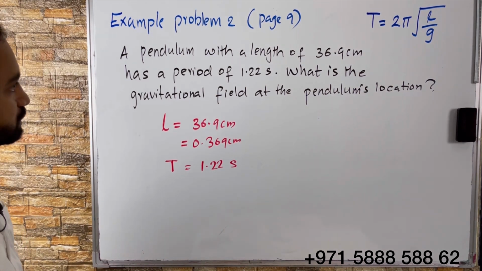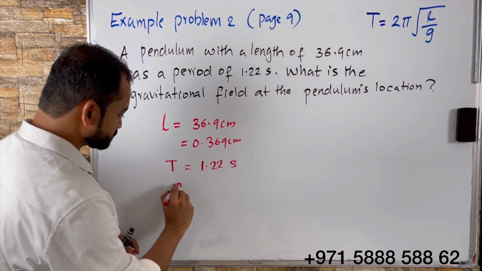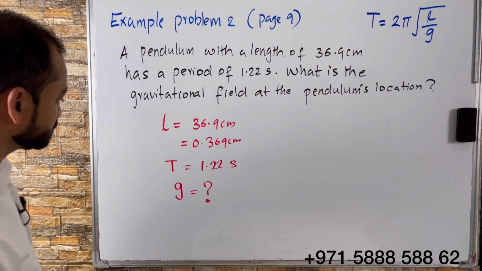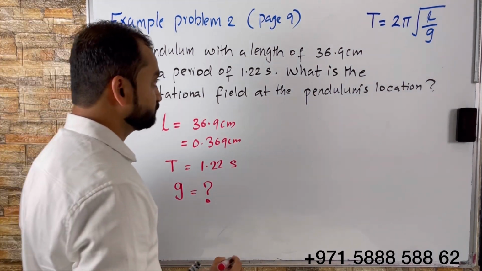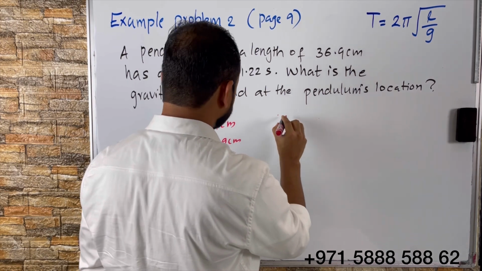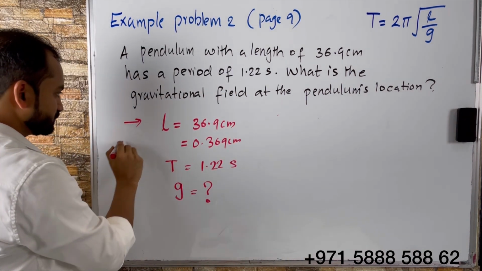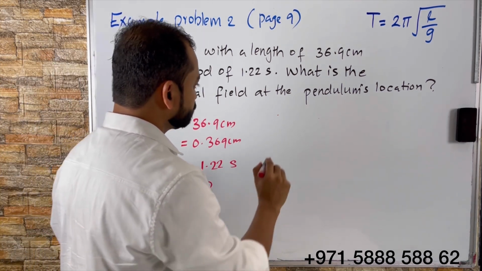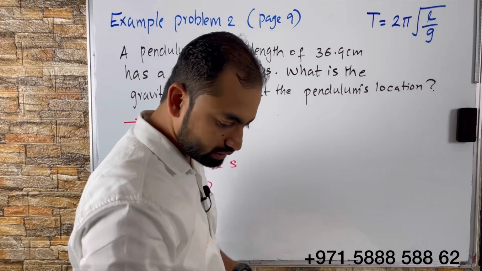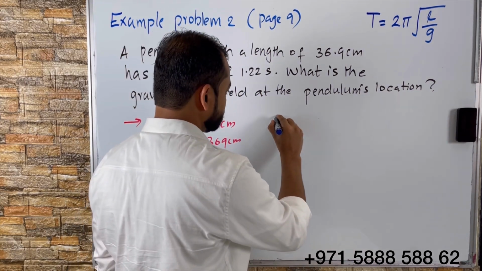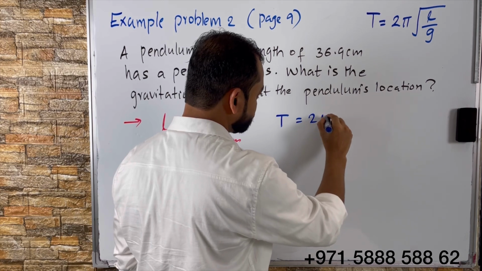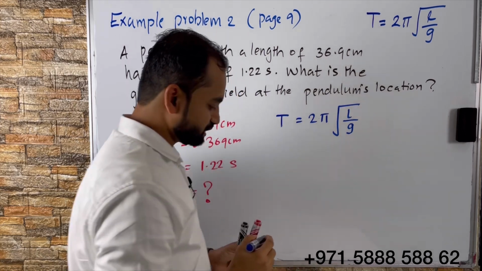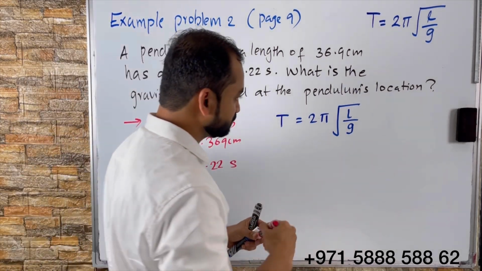What is the gravitational field at the pendulum's location? One of the uses of the simple pendulum is to calculate the gravitational field, and we have to calculate the gravitational field. So we need to look for the equation that connects the length of the pendulum, time period, and gravitational field. We already have that equation for time period: T is equal to 2 pi times the square root of L divided by g. We need to calculate this g.